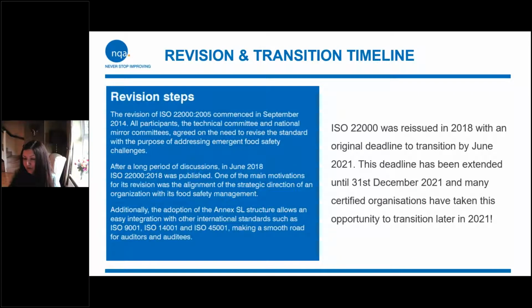So we're going to be talking about the transition or the revision of ISO 22000 that was reissued in 2018. The original deadline for existing clients to transition to the new standard was June this year. Due to COVID, that deadline has been extended until the end of 2021. And we have found a lot of clients last year, lots of audits had to go remote or be deferred for a number of months. So lots of people have waited until later in 2021 to transition to the new version of the standard.